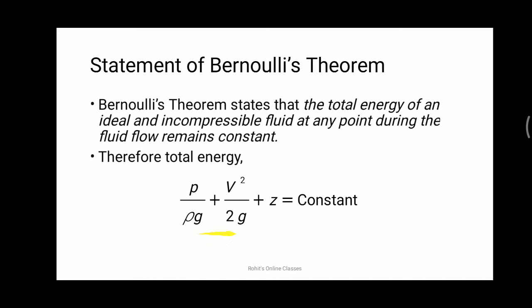If we divide all these terms with g, then in the potential energy the g gets cancelled. That's why you cannot see the term g in this part of the equation, and then remaining is only our h. Instead of h they have taken z, that is nothing but elevation from the reference. And the addition of all the energies is nothing but constant in Bernoulli's theorem.